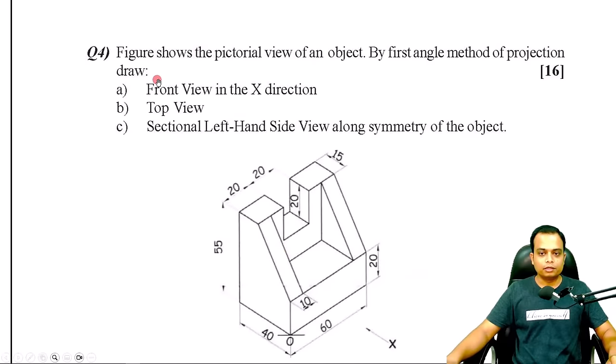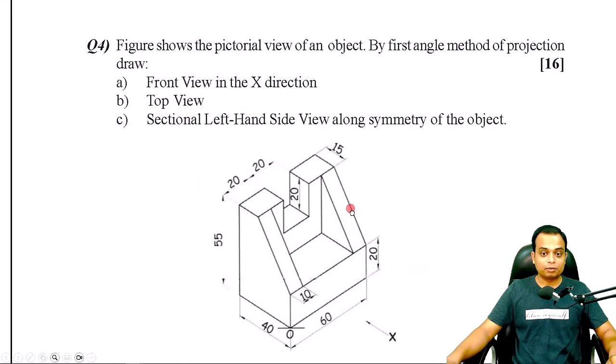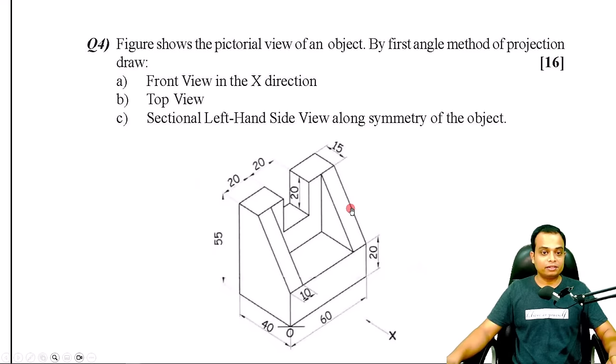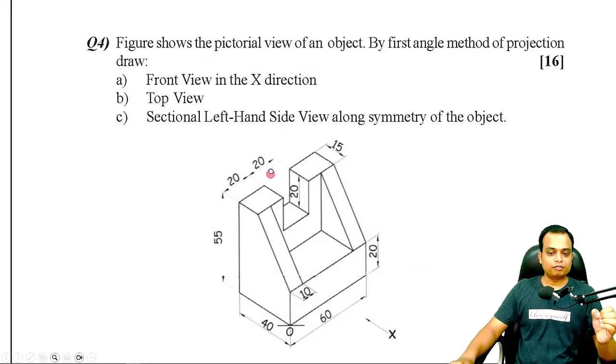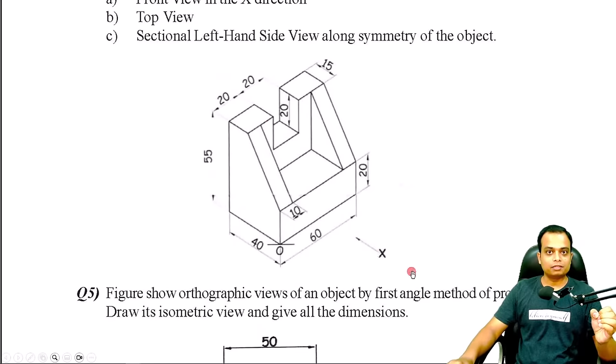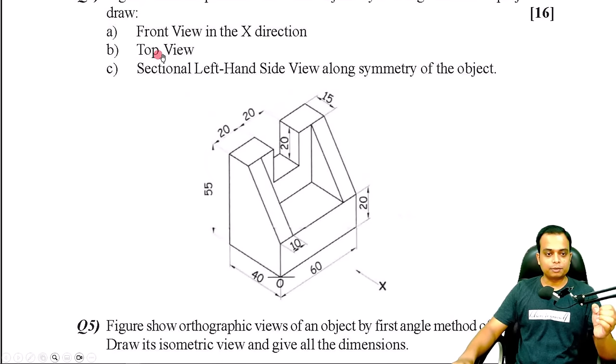Problem number 4. So this is of 16 marks. It's an easier problem. I think you can crack this very, very easily. So what's been given is this pictorial view of the object. By first angle method of projection, draw the front view in the direction of X. So this is for the front. And then you need to make the top view also. That is part B of the question.